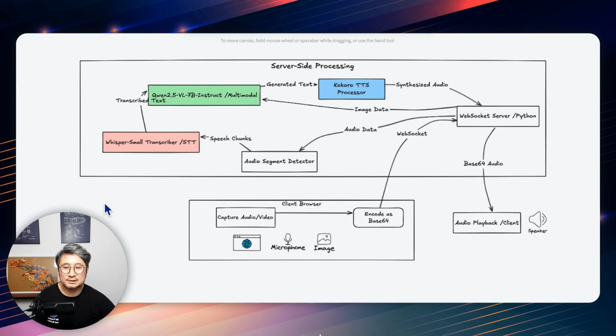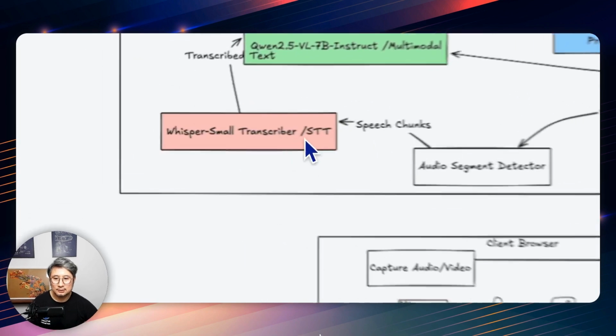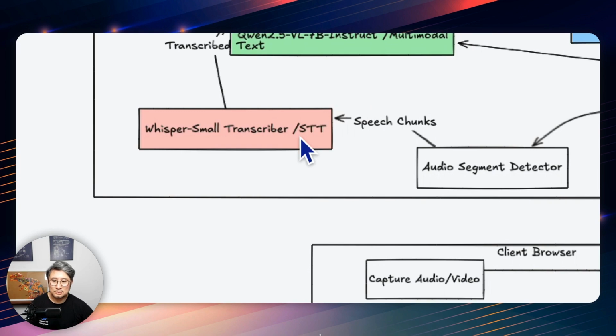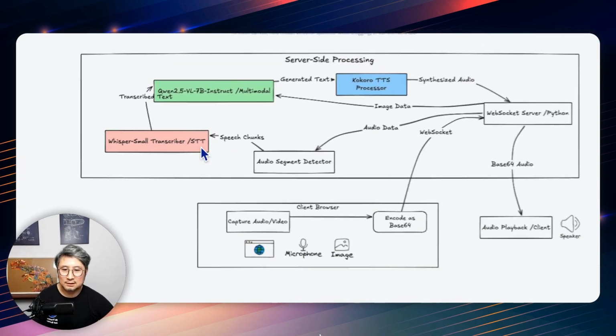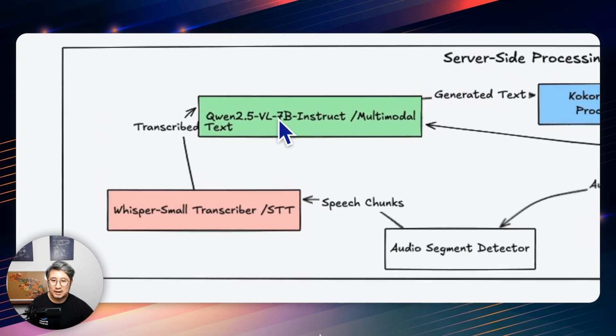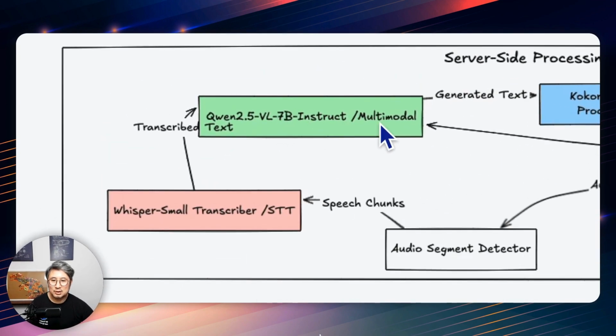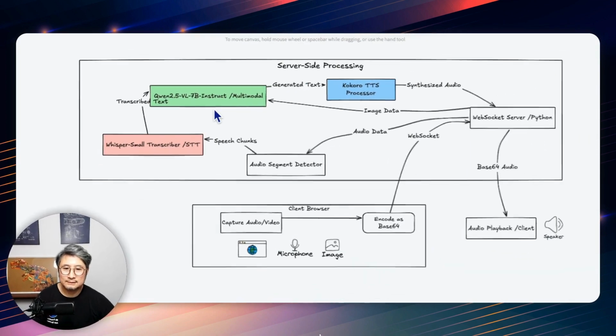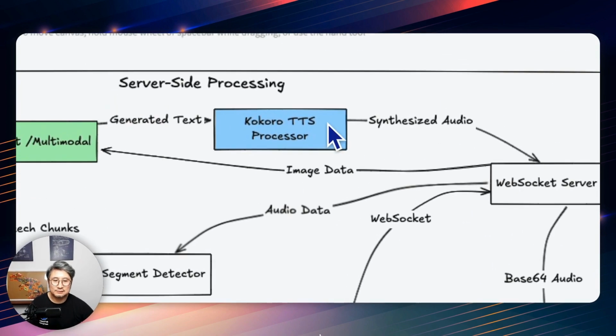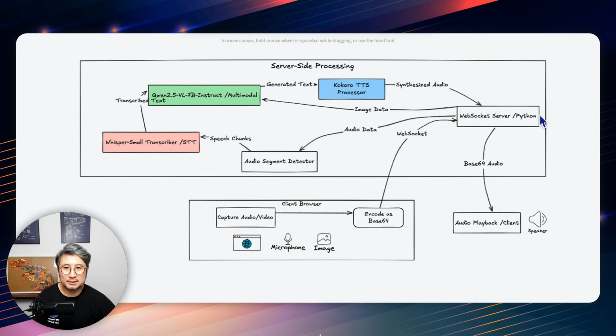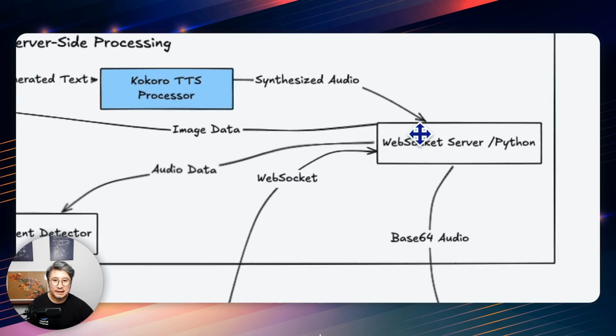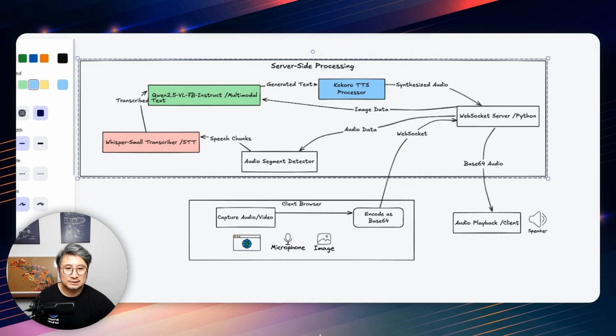It functions as a 3-stage pipeline, with each stage managed by a dedicated open source model, including Whisper Small for transcription, also called STT or ASR, and Qwen 2.5 VL 7B Instruct model for multimodal text generation, and the Kokoro model, which is for TTS processing. The whole process is coordinated by a WebSocket connection, which allows for real-time interaction with the client.